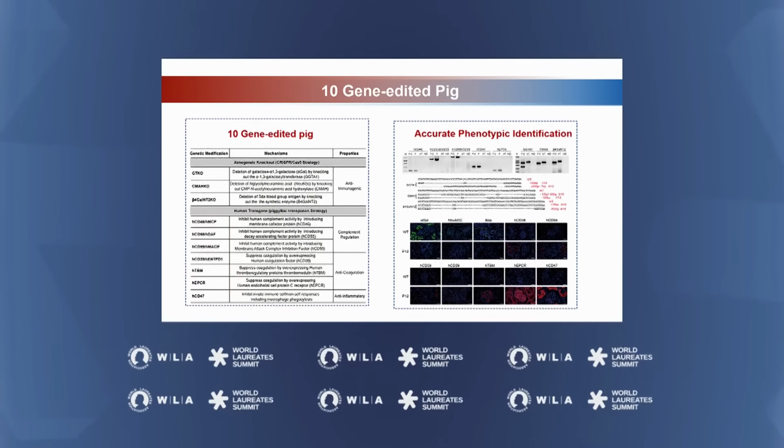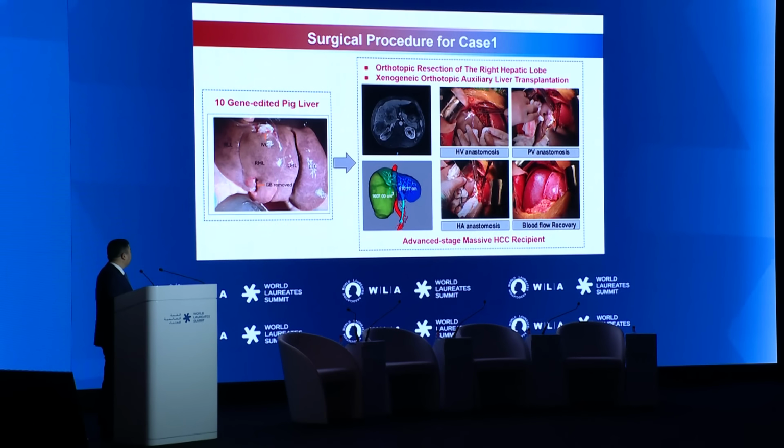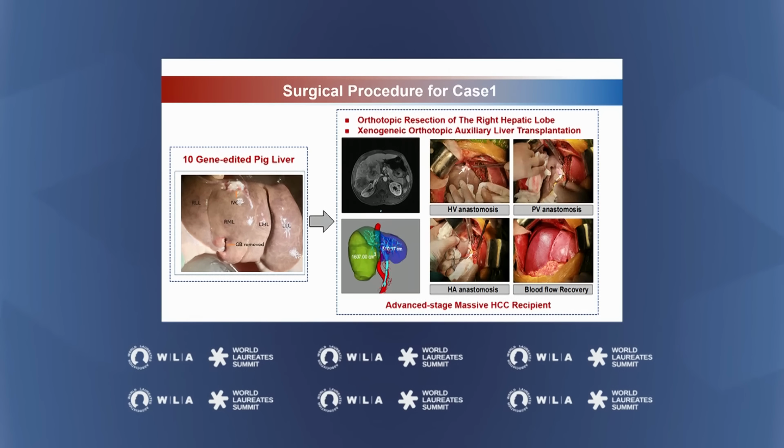We collaborate with Tongjiang Wei and developed a 10-gene edited pig: 3 genes knocked out for rejection, 3 genes knocked in for complement regulation, 3 genes for anti-coagulation, and 1 gene for anti-inflammation. As you may all know, in the United States, Johns Hopkins performed 2 cases of heart xenotransplantation in living patients, and New York University and Harvard Medical School performed 5 kidney xenotransplantations.